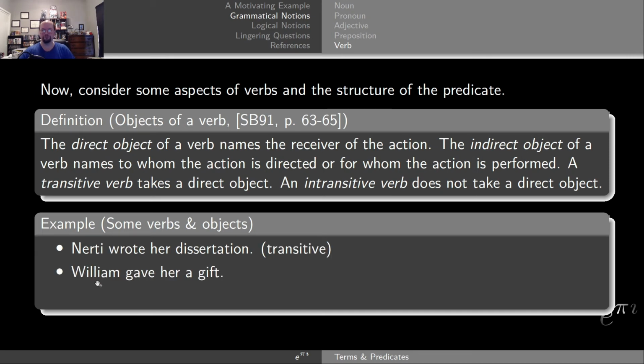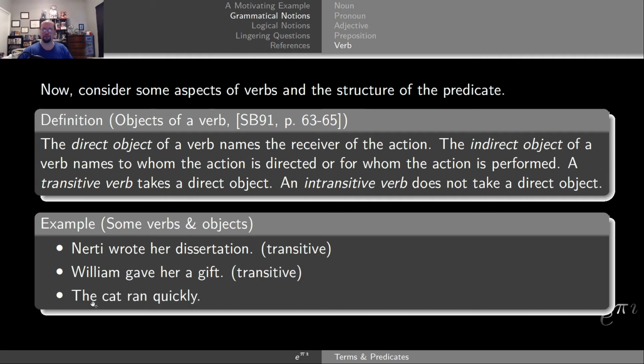For a second example, William gave her a gift. The verb here is gave. William's the subject. He's the one who's doing the giving. However, what is receiving the giving? What is actually being given? Well, the gift is receiving the action of being given. It is what's being given. So it's the direct object, meaning that gave is indeed a transitive verb. But who's receiving the gift? Who is benefiting here? Well, her. Her is benefiting. So we have a direct object, the gift, and an indirect object, that is her.